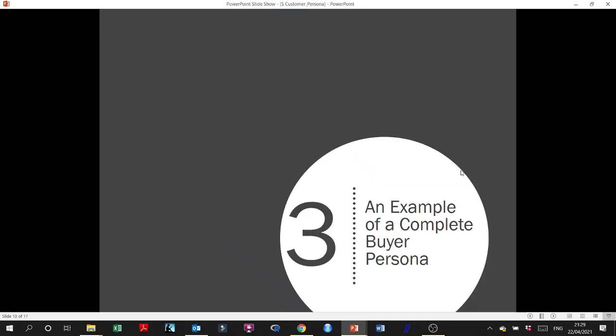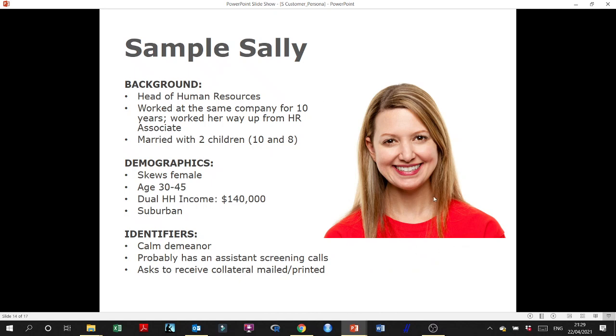An example of a complete buyer persona. This is an example with a real life picture of a person. It's not necessarily the person you interviewed, but somebody similar to that person. They are models, and their pictures are available for purchase. You can buy one and use it for your exercise or presentation for your manager.